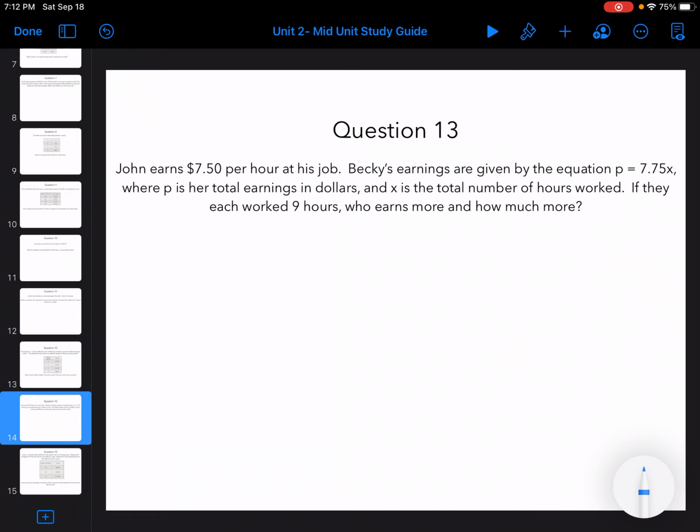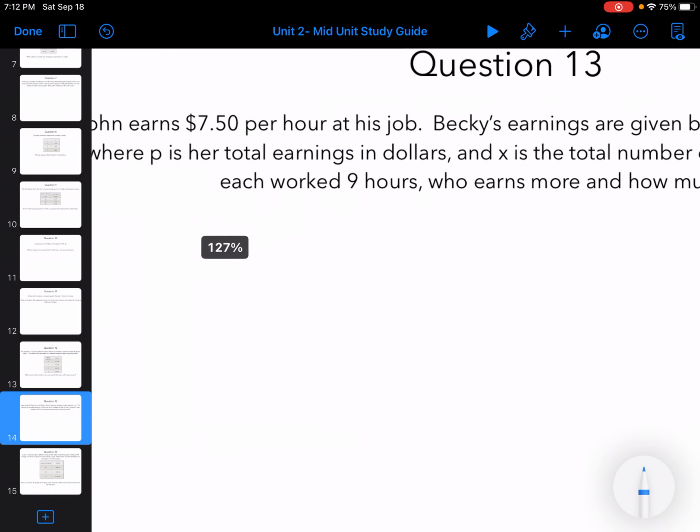Question 13. John earned $7.50 per hour at his job. Becky's earnings were given by the equation P equals 7.75x, where P is her total earnings in dollars and x is the number of hours worked. If they each worked 9 hours, who earns more and how much more?